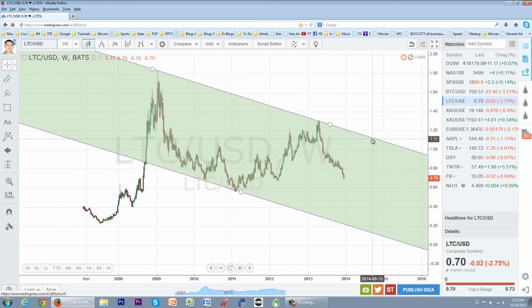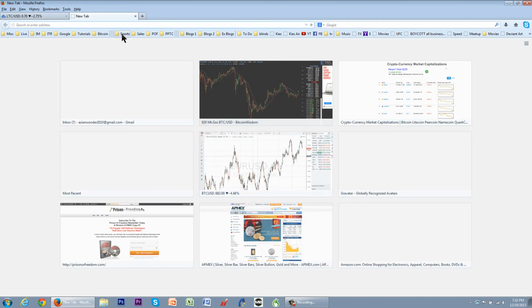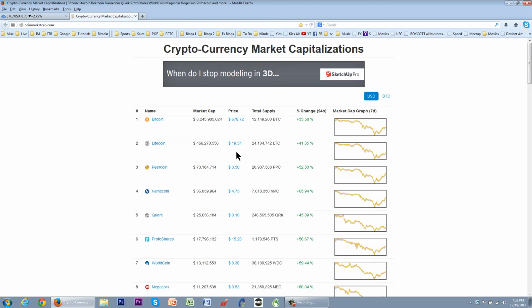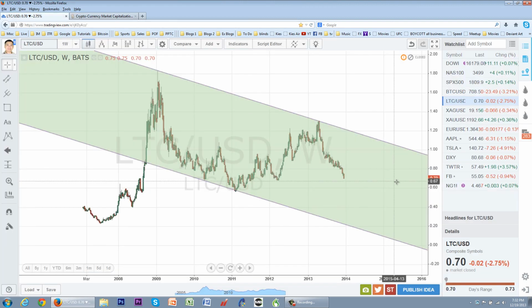I just noticed something, okay? I don't know why the price of Litecoin is here. I don't think that is correct. I really don't. Let me check the cryptocurrency market cap here. Litecoin is at $19, okay? So I don't know why Litecoin is over here at 70 cents.